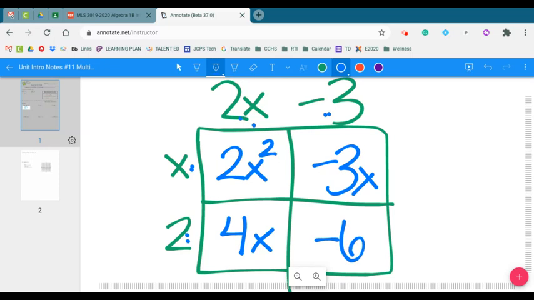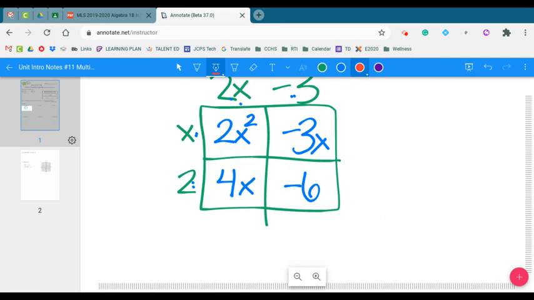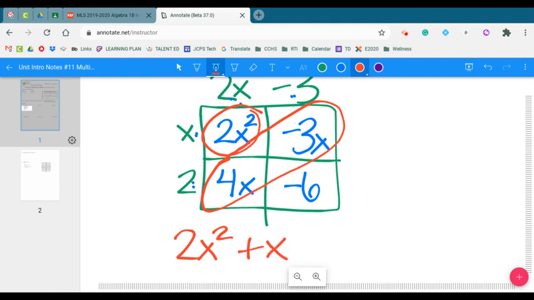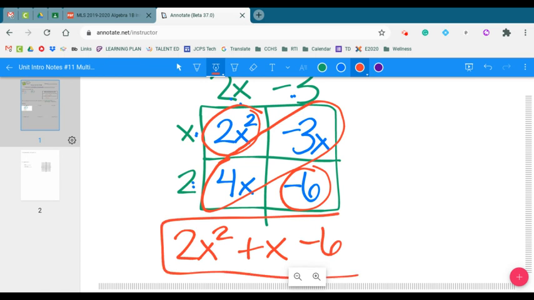Then you write this into your expression. So 2x squared is going to be your first term because you take your biggest exponent. Your diagonals, you will always be able to combine. Now, whenever I say combine, you're going to add or subtract them. So 4 minus 3 is going to give you just 1x. And then your negative 6 at the bottom is going to stay the same.